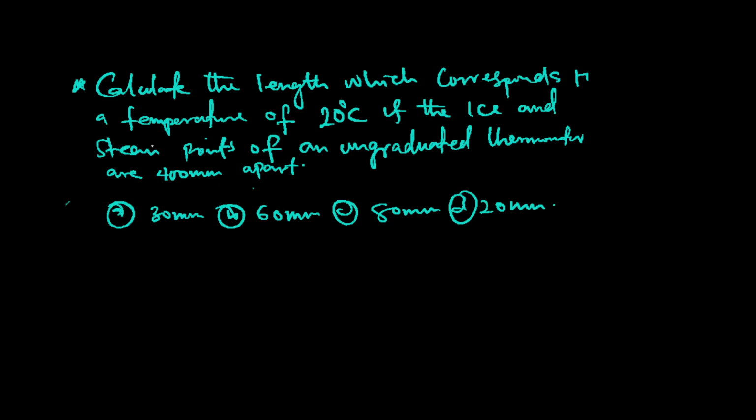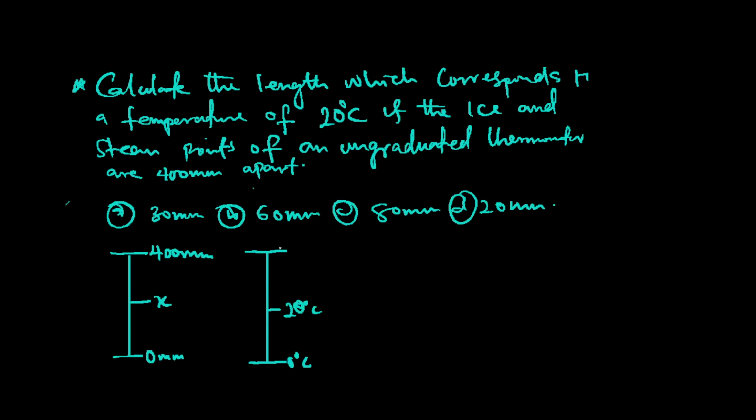So listen to this question. How do you attempt this? Calculate the length which corresponds to a temperature of 20 degrees Celsius if the ice and steam points of an ungraduated thermometer are 400 millimeter apart. So let's say this is an ungraduated thermometer, 400 millimeter apart. This is going to be 0 millimeter and this 400 millimeter. The length we are looking for, let it equal X. This is 0 degrees Celsius, 20 degrees Celsius will be somewhere here, and here is 100 degrees Celsius.